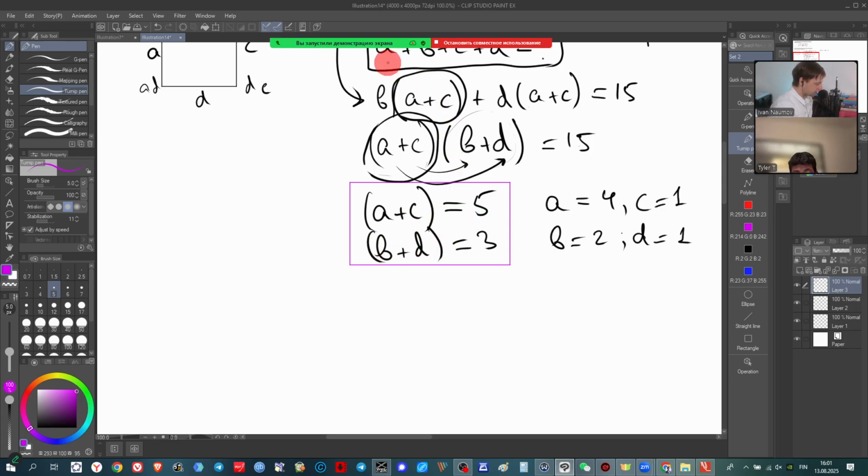We are asked what A plus B plus C plus D is. You can just sum these equalities: left side with left side and right side with right side. On the left side you will have A plus C plus B plus D, and on the right side you will have 8. So it would immediately give us the same answer. There was no real need to find what these numbers are.